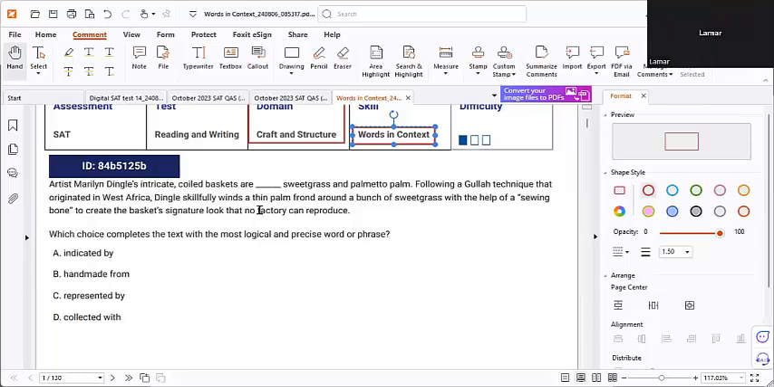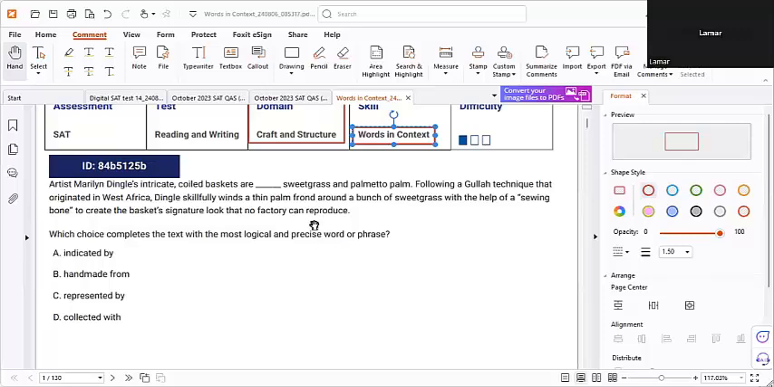Artist Marilyn Dingle's interested coiled baskets are dash, sweet grasses and palmetto palm, following a Gullah technique that originated in West Africa. Dingle skillfully winds a thin plant found around a bunch of sweet grass with the help of a sewing bone to create the basket's signature look that no factory can reproduce. Which choice completes the text with the most logical and precise word or phrase?